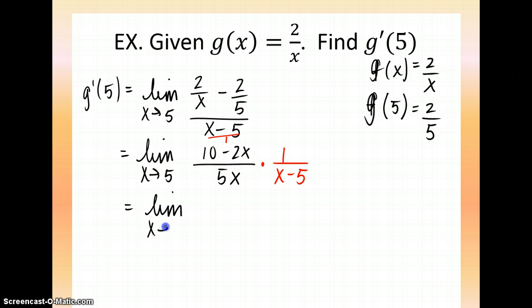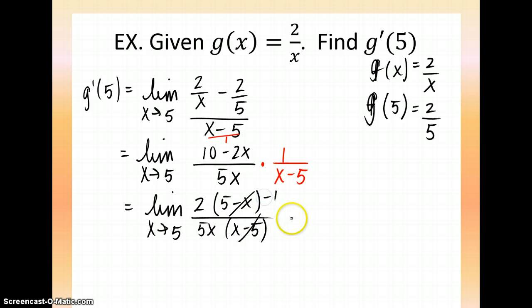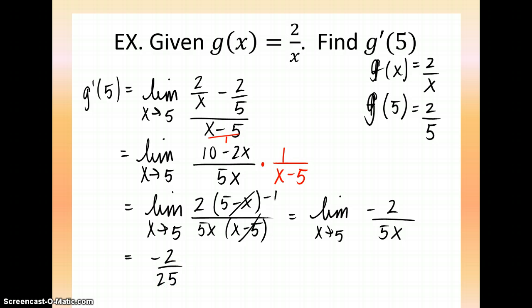Limit as x approaches 5. Notice we can factor out a 2 from the numerator. Do not expand the denominator. These are opposites of each other, so they cancel to -1. Limit as x approaches 5, -2 all over 5x. Now when we make the direct substitution, this gives me the value of the derivative when x is equal to 5.